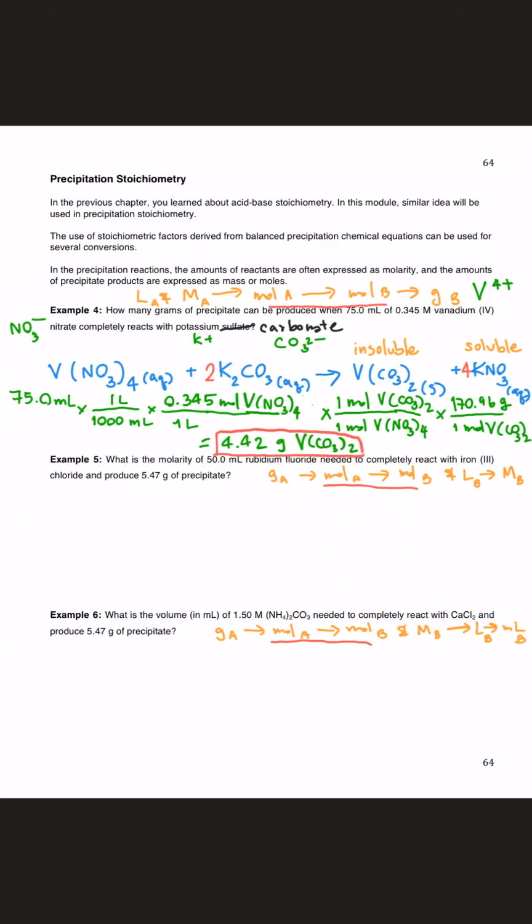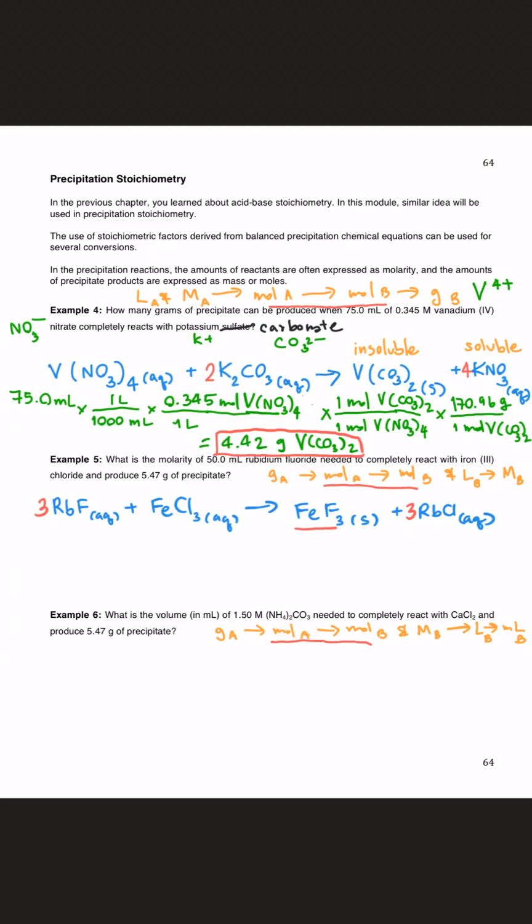Please pause the video to complete example 5 and 6. Once you finish example 5 and 6, please resume the video again to check your answers. Here is the balanced chemical equation for example 5. Note that the precipitate that formed is iron(III) fluoride.